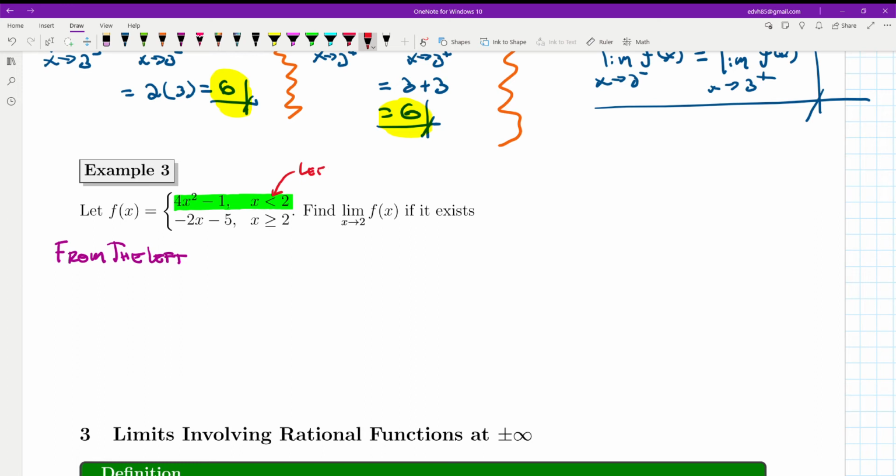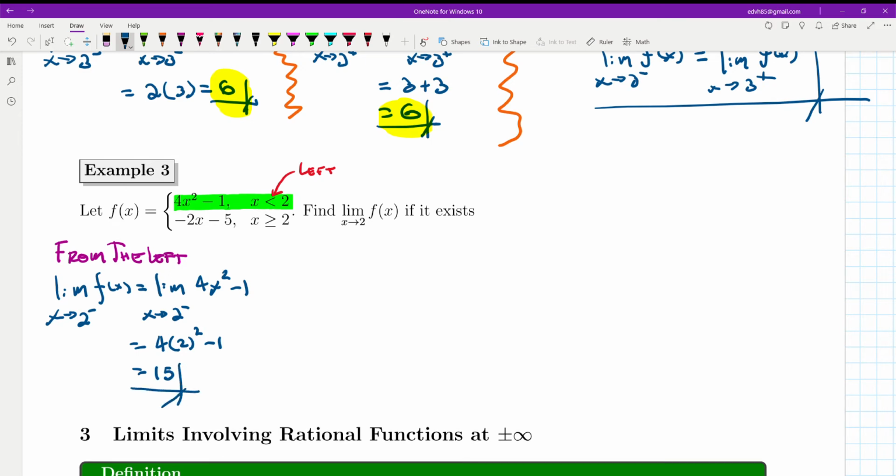Left, and limit of f of x as x approaches 2 from the left will correspond to the limit of 4x squared minus 1 as x approaches 2 from the left, which equals 4 times 2 squared minus 1. Okay, so 2 squared is 4, and 4 times 4 equals 16. 16 minus 1 is 15. So that's the limit from the left.